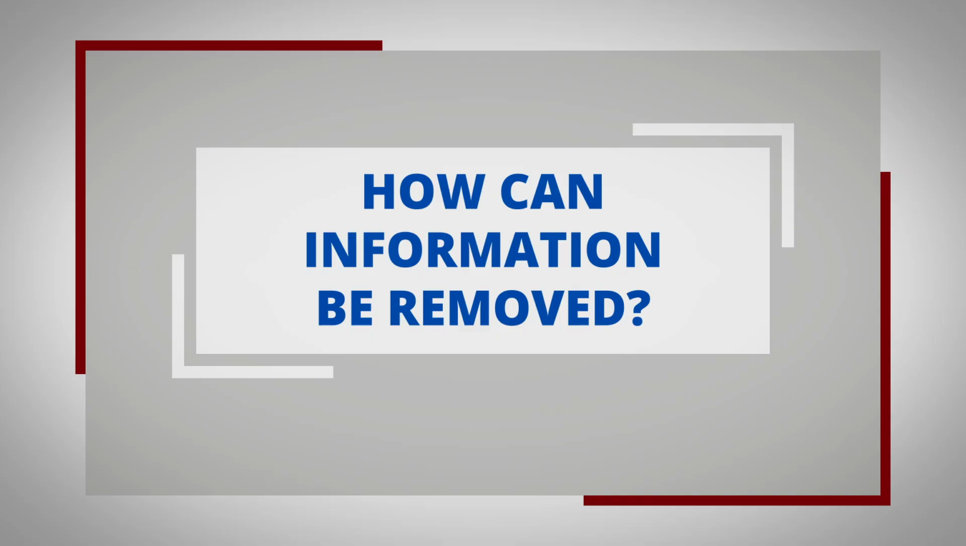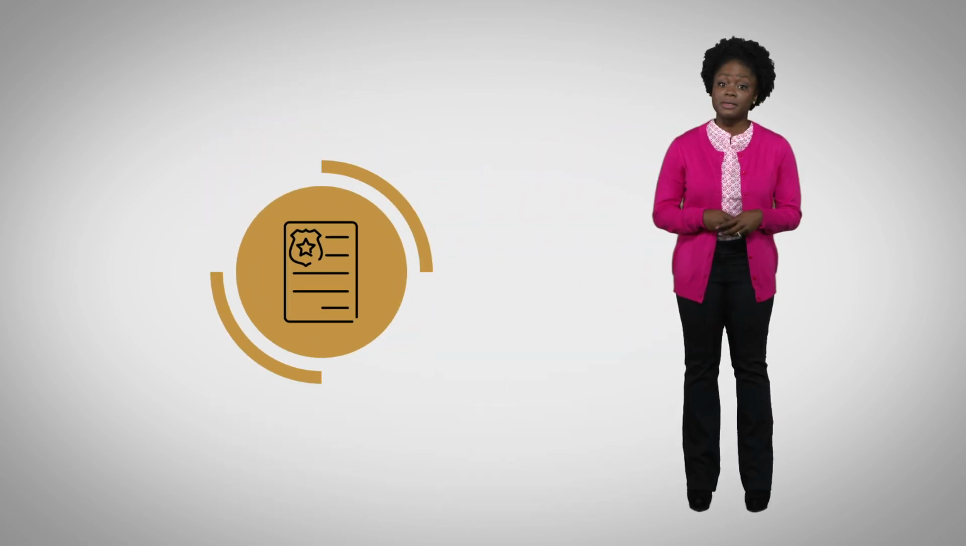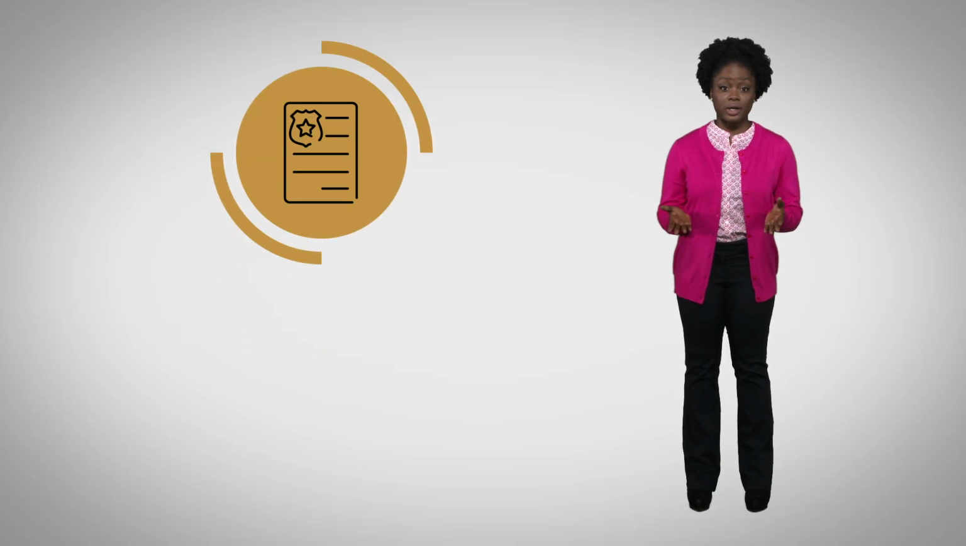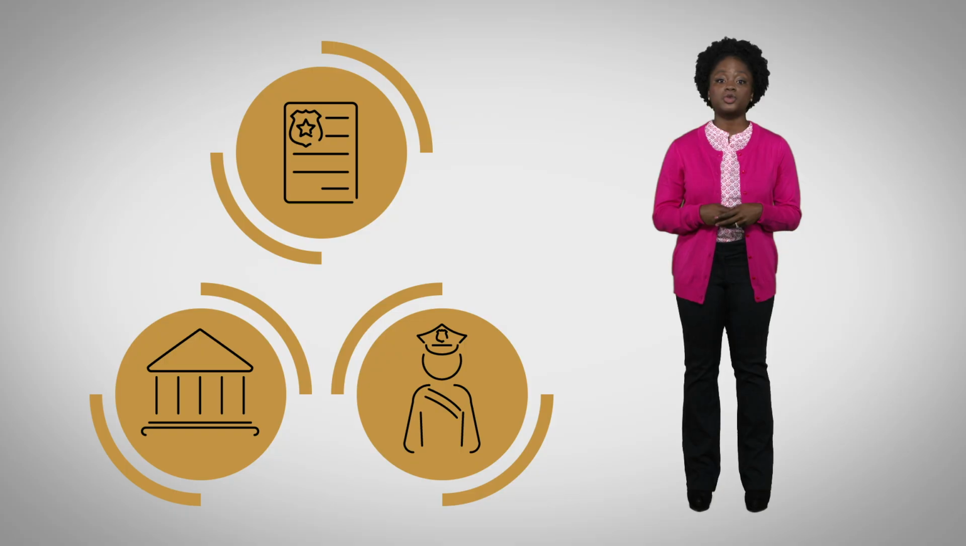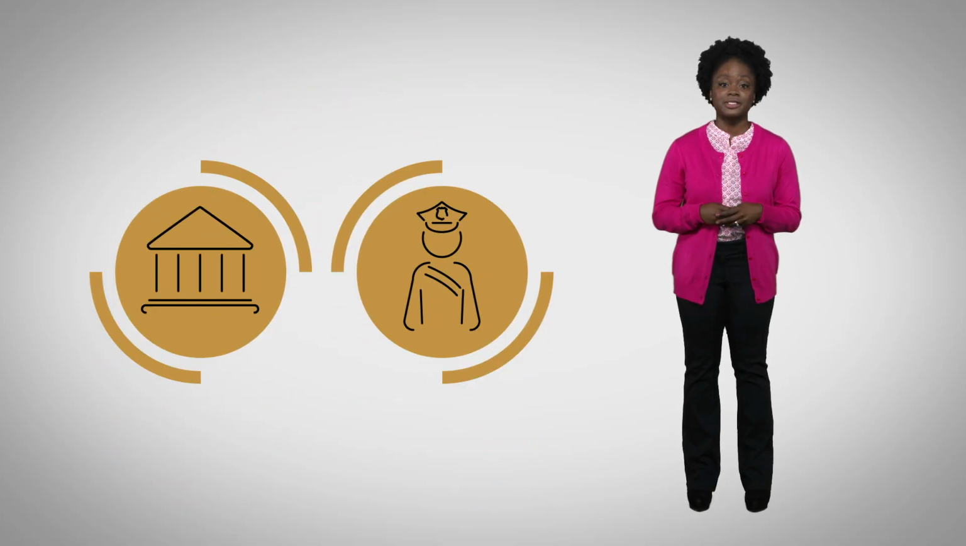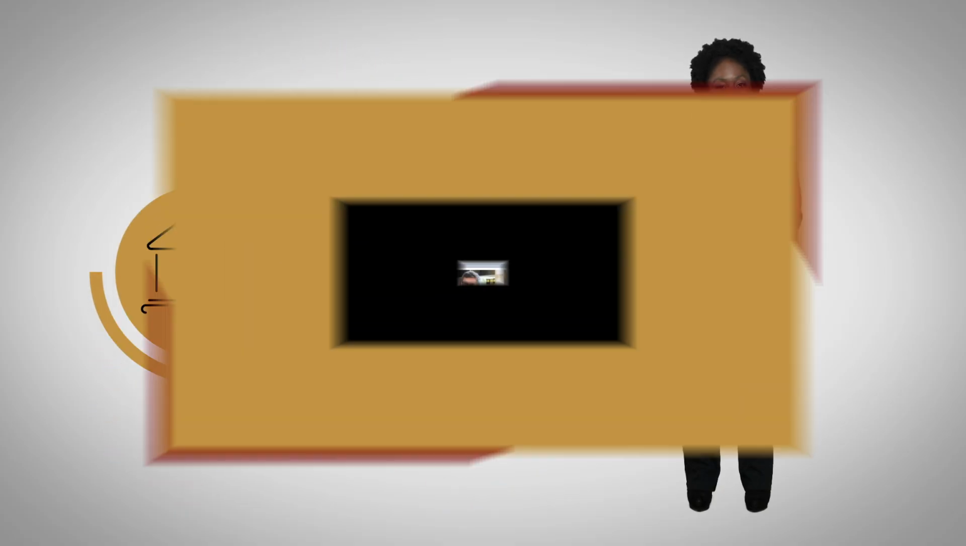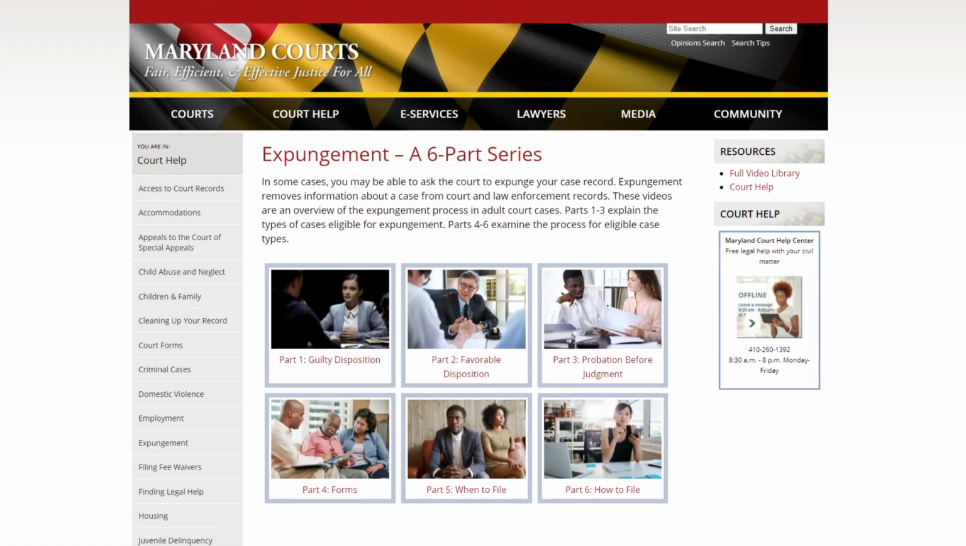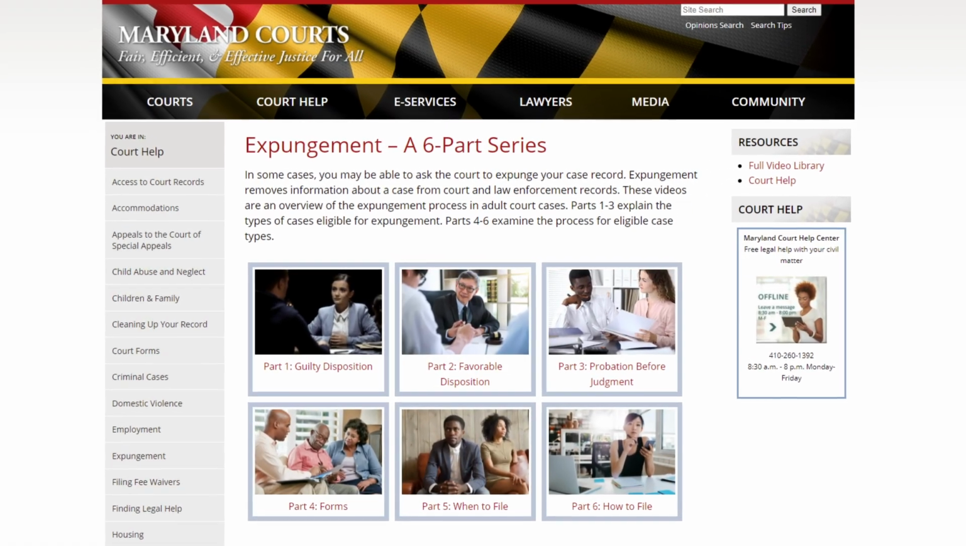Another common question is, how can information be removed from Case Search? The answer is, that depends on what kind of information you wish to have removed. Criminal cases may be eligible for expungement. If granted, an expungement requires the court and law enforcement to remove information about a criminal case from their records. To learn more, look for our series on expungement in the video library.